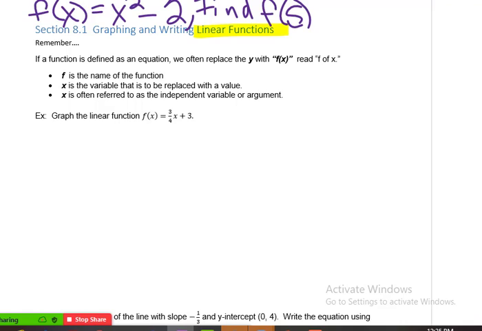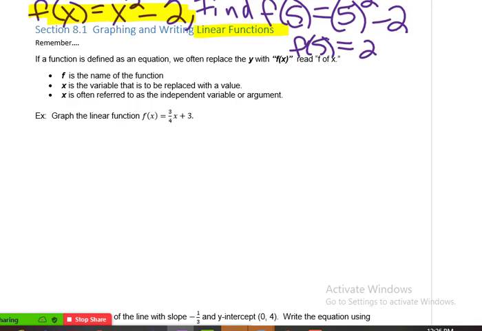So in the function that is defined, f of x is equal to x squared minus 2, wherever there is an x, we put a 5. And so I would have written this as 5 squared minus 2. If you simplify this, f of 5 would be 25 minus 2, which is 23. That is something that we talked about, I believe, in chapter 3. And we're going to now look specifically at linear functions, okay?